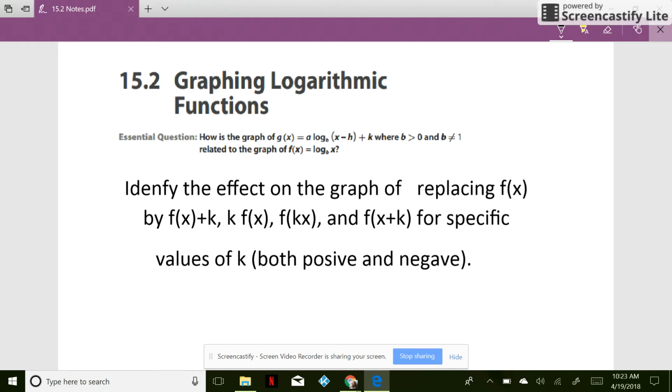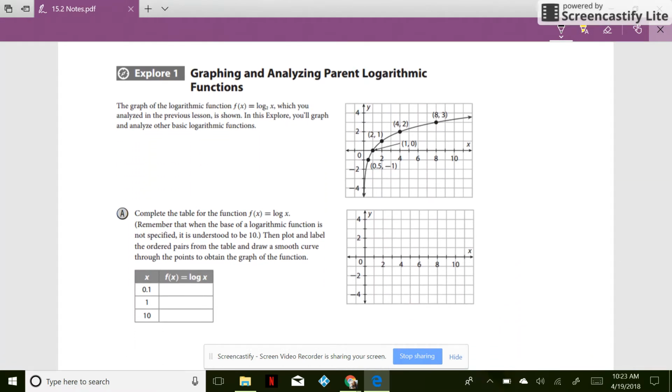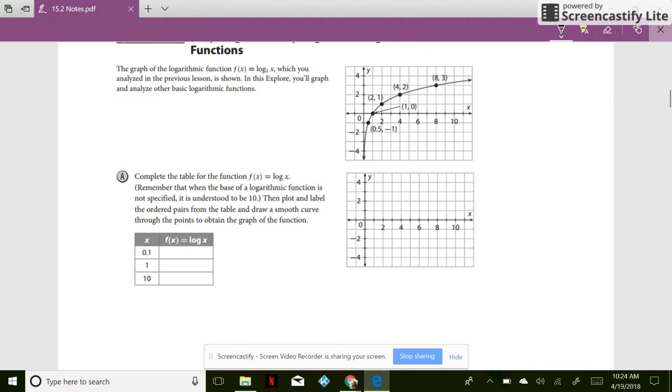We're looking at section 15.2. We're going to be graphing logarithmic functions. So the graph of the logarithmic function f of x is equal to log base 2 of x, which we analyzed in the previous lesson, is shown. So we're going to analyze and graph some other basic logarithmic functions.